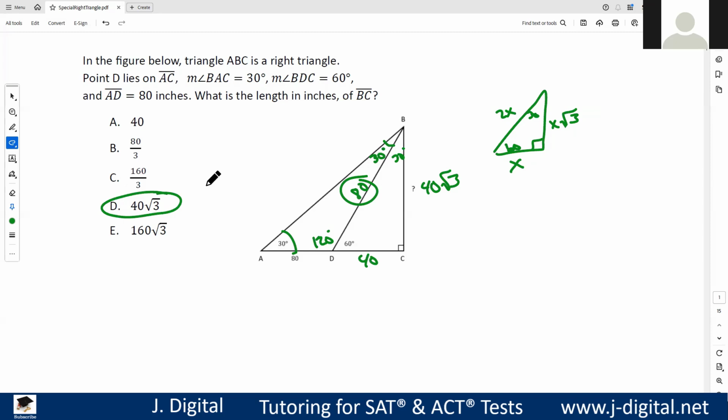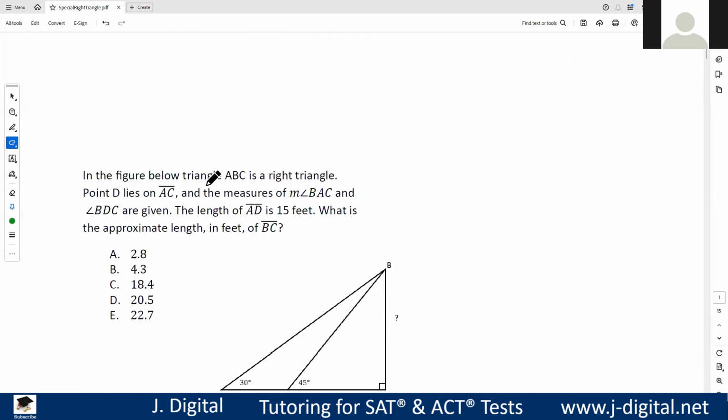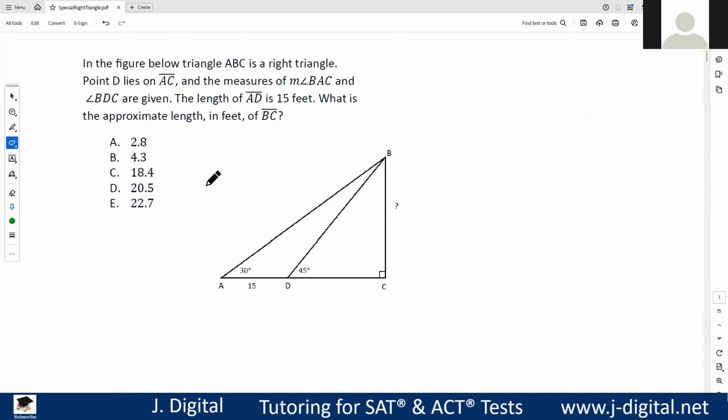All right, let's take a look at another one. This one says, in the figure below, triangle ABC is a right triangle, where point D lies on AC, and the measures of angle BAC and BDC are given. The length of AD is 15 feet. What's the approximate length in feet of BC?